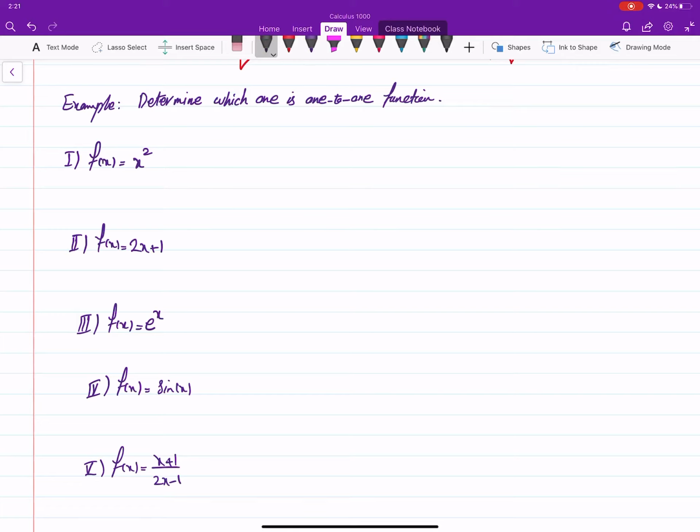Is this one-to-one? Well, I can start with the graph of this function. And the graph is the famous parabola, yes? You see that if you draw a horizontal line above the x-axis, it will intersect twice, so that's why this is not one-to-one.